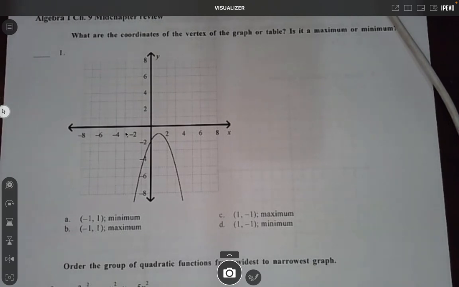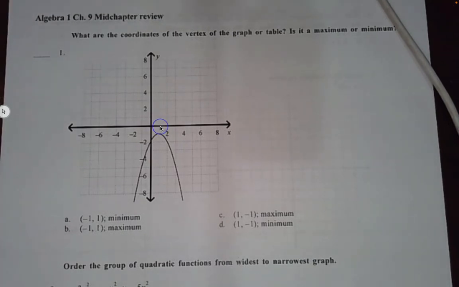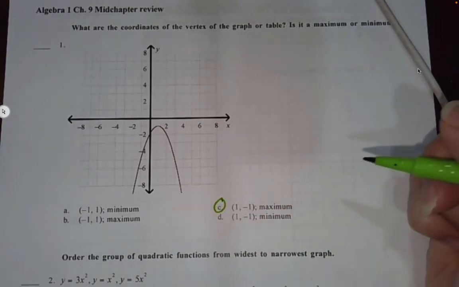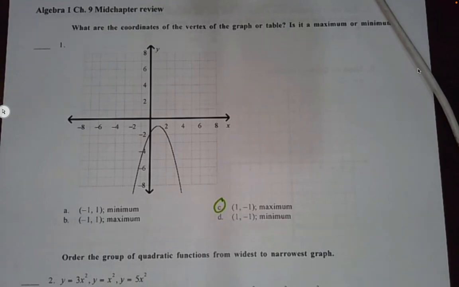Okay, so it is over 1 and down 1. So which one says a maximum that is 1, -1? C. Okay, so this is a maximum because you're at the top of it. Now tomorrow it could be the opposite. It just depends on the test program, on what it does. Is everybody okay with that one? Yes. All right.